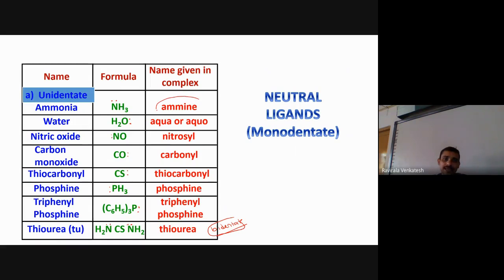This is the nomenclature: amine, aqua or aquo, nitrosyl, carbonyl, thiocarbonyl. Thio means that wherever you get sulfur in the place of oxygen, it is called thio. So thiocarbonyl you can call it. Phosphine, triphenyl phosphine, because there are 3 phenyl groups. C6H5 is nothing but the phenyl group. The urea formula is NH2CONH2. In the place of oxygen we got sulfur, so we call it thiourea. These are some of the neutral ligands.